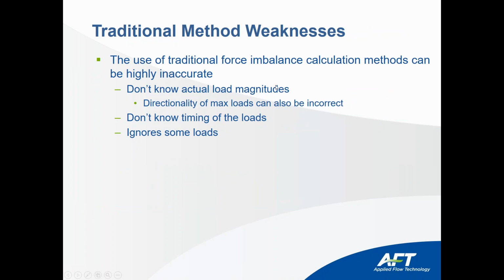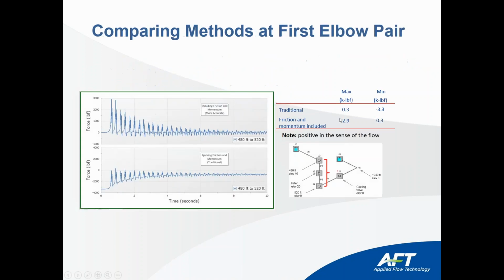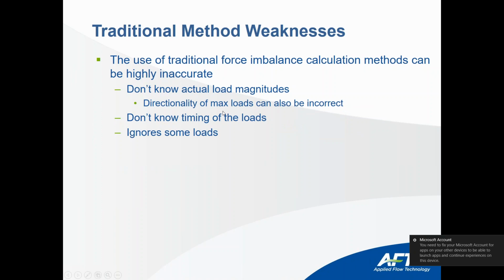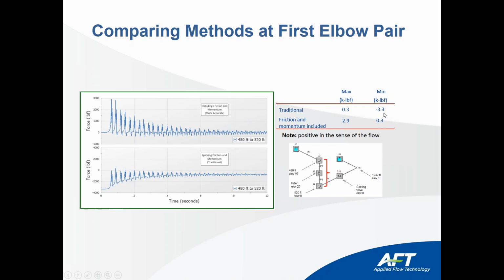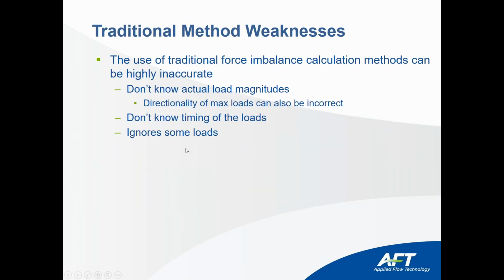The use of the traditional force imbalance calculation method can be highly inaccurate. You don't know the magnitude of the loads. As we saw here, we're getting 3.3 and 2.9. The direction of the maximums can be incorrect also. We saw it here. We got a negative sense right here in the force when the real force is in the positive direction, which is in the sense of the flow. And we are ignoring some loads, and that's why we're not getting the same results.